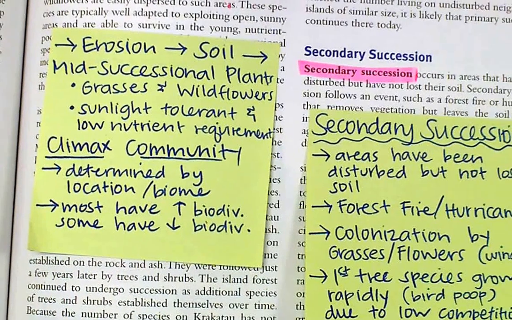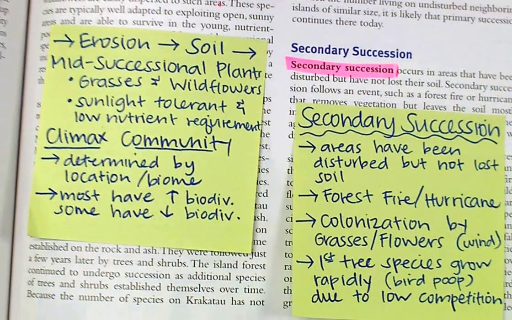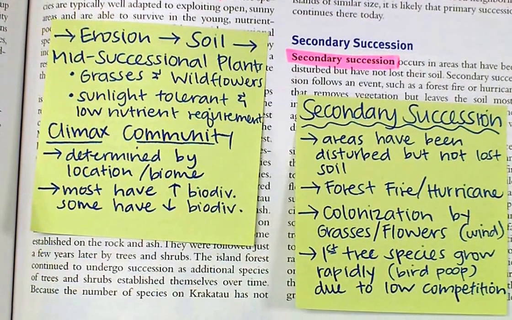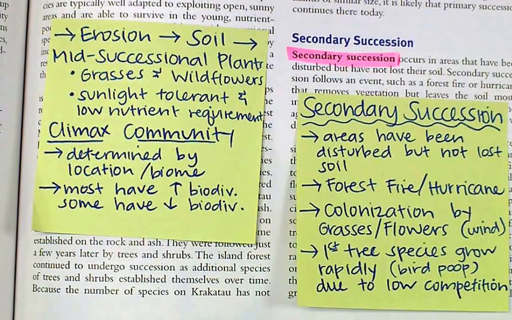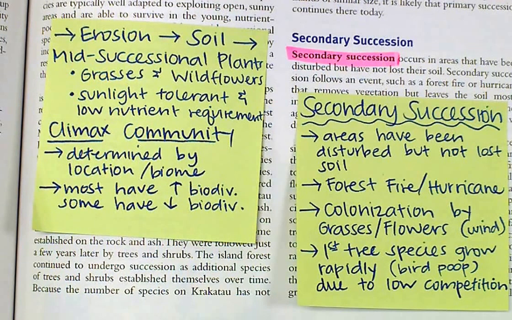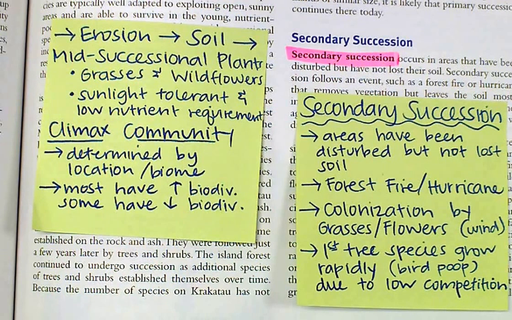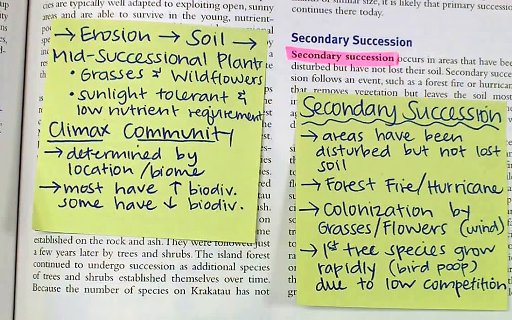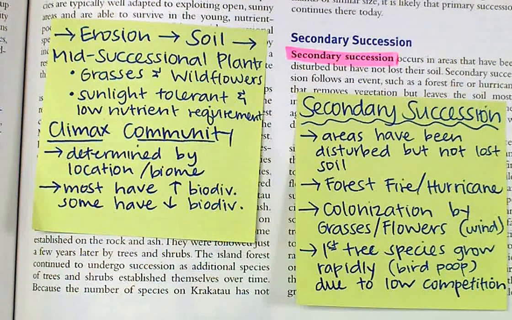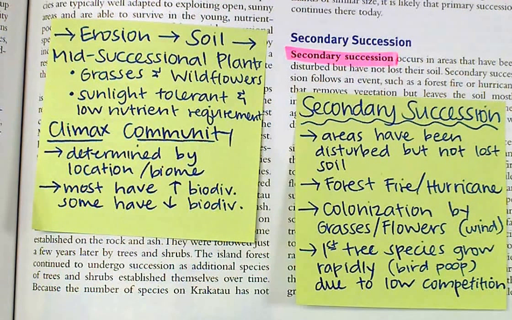This erosion, like I said, leads to soil, and once the soil has been established, we have mid-successional plant species that end up colonizing, and those are going to be grasses and wildflowers. Almost all of them are sunlight tolerant and have low nutrient requirements. They have to be sunlight tolerant because there's no shade, since there are no trees, and they have to be low nutrient requiring because there's not enough soil to hold enough nutrients to support a really high maintenance plant.